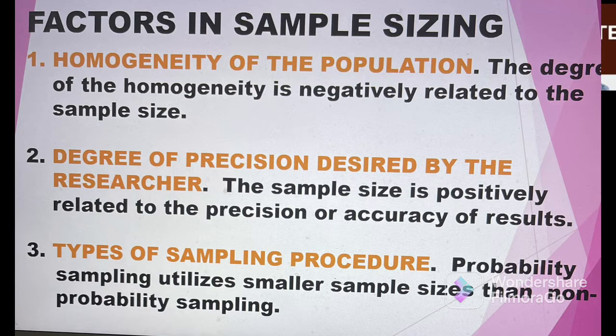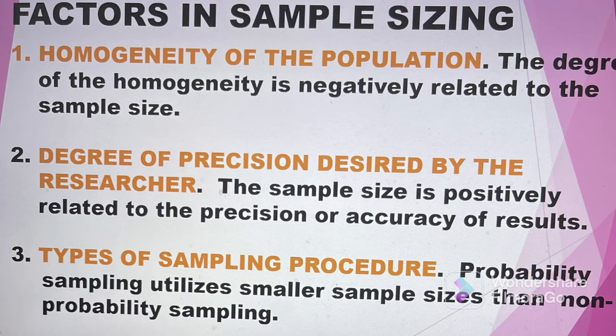This means that the degree of homogeneity is negatively related to the sample size. The more homogeneous the elements of the population are, the smaller the sample size you can have. The more homogeneous the characteristics of the sample, you can have a smaller sample size. That is the meaning of homogeneity of the population.